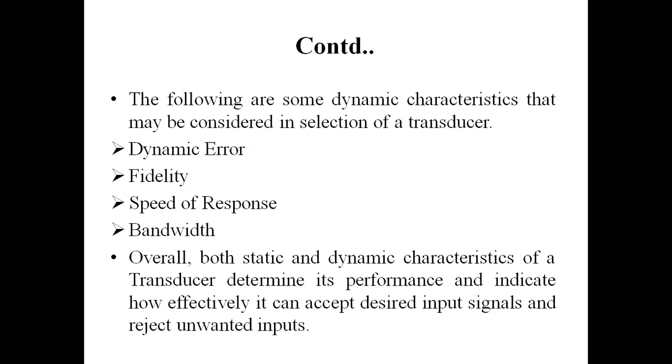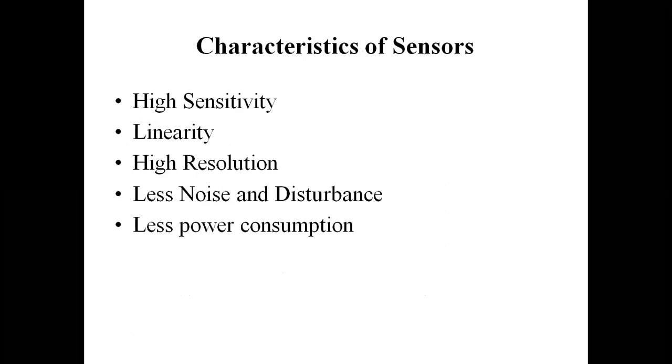Okay. The next thing we need to know is the characteristics of sensors. A good sensor should have the following characteristics. The first is high sensitivity, the second is linearity, the third is high resolution, the fourth is less noise and disturbance, and the last is less power consumption. So what is a sensor? We know that it is a device which receives a stimulus and responds with an electrical signal. Okay. So the stimulus is sensed and converted into an electrical signal.